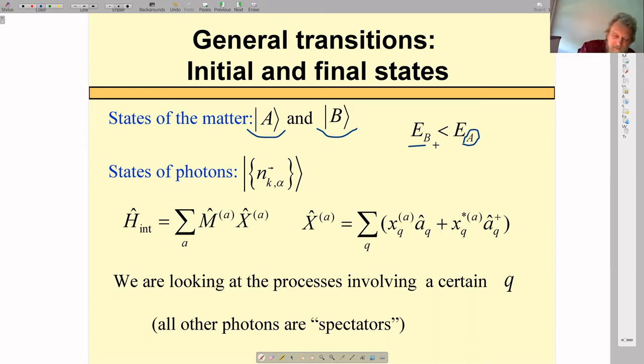Then the interaction between matter and the bosonic field I can write in terms of field operators of this field, which I would call X. X is a linear function of the creation and annihilation operators of this field with some coefficients.